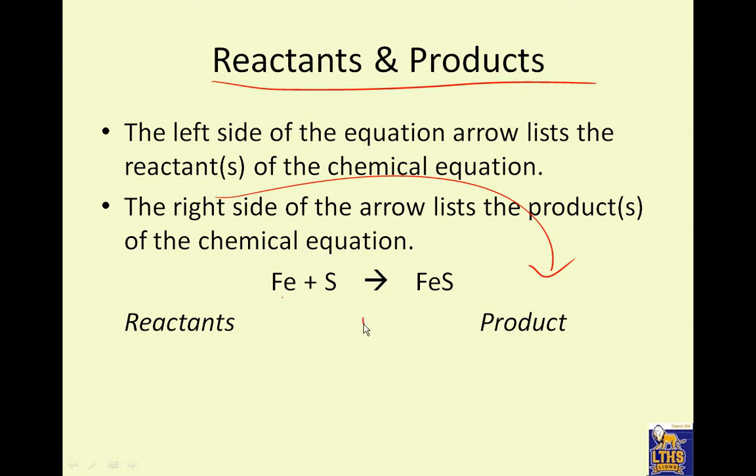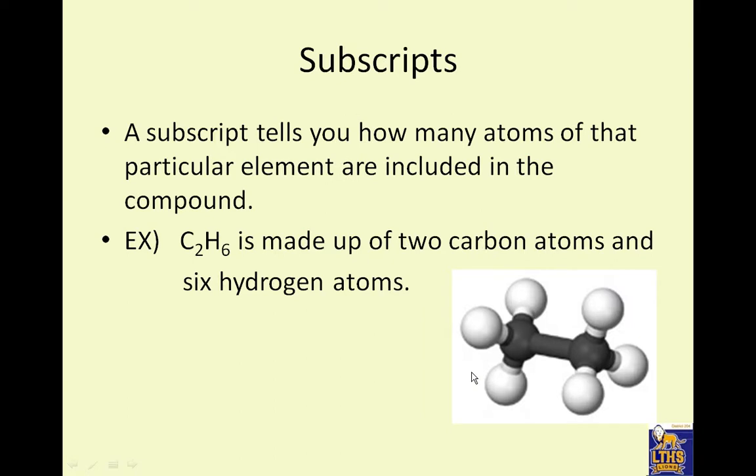So we have Fe and S in this reaction. If we look on this side, we have 1 iron, 1 sulfur. If we look on this side, even though it's iron sulfide, a new compound, it's still 1 iron and 1 sulfur. Okay. All right. So subscripts.